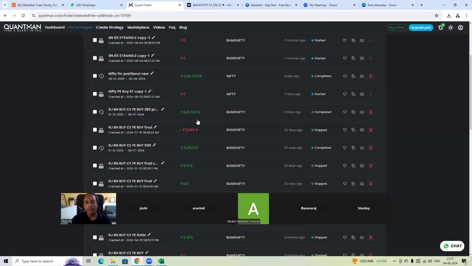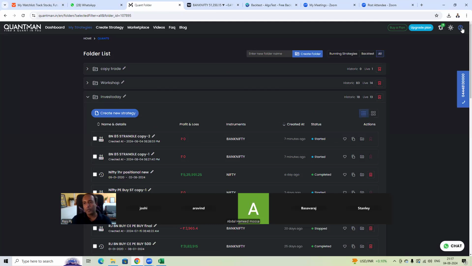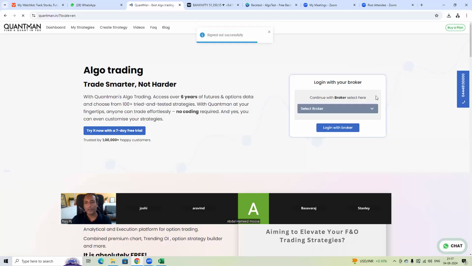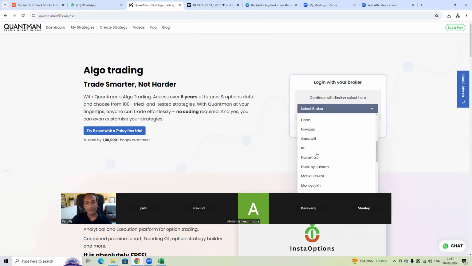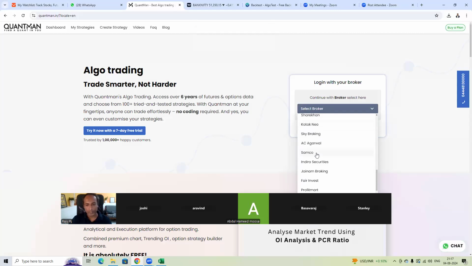Okay, in Quantman, if you want to link your broker, you can just log in with any of the broker accounts you have. See, I'll just log in. You can log in with any of the brokers you have. See, these are all the brokers which are integrated. Once you are integrated, it will automatically take all the API keys.